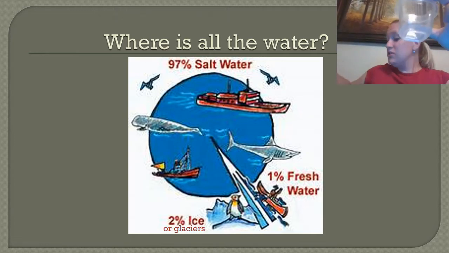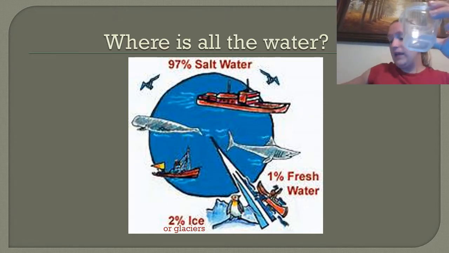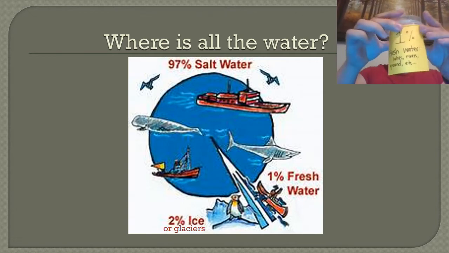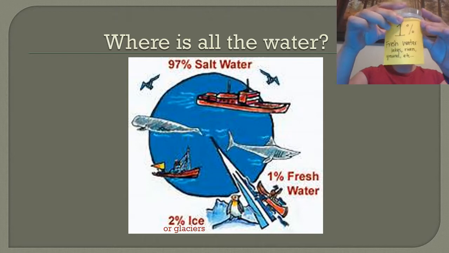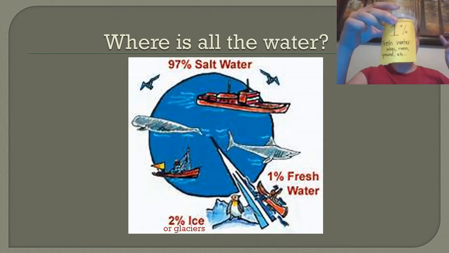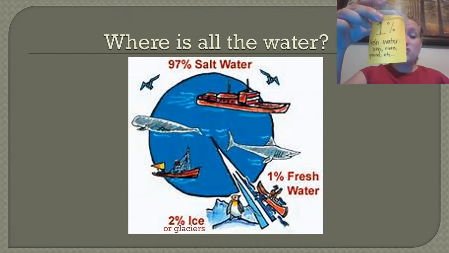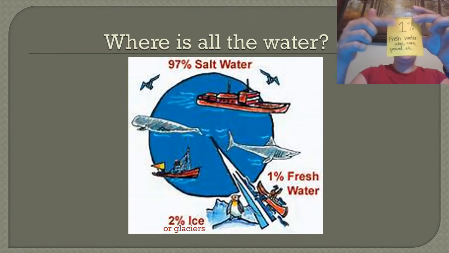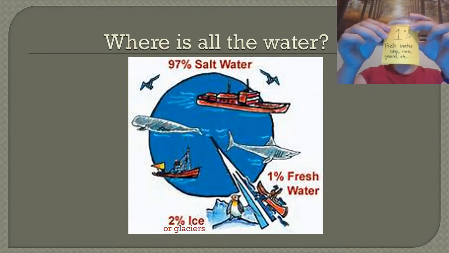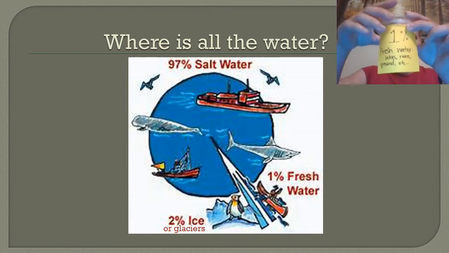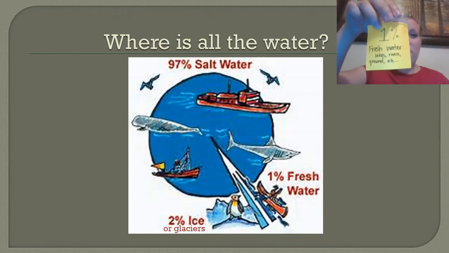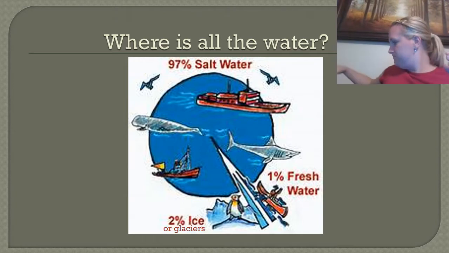But that leaves only 1% remaining. That is fresh water. So 1% of all the water on Earth is fresh water, found in lakes, rivers, and underground, right? Some of this 1% isn't even on the surface. It's down in the ground. That has to be purified. So 1% is the magic number of all the water that we have to use.